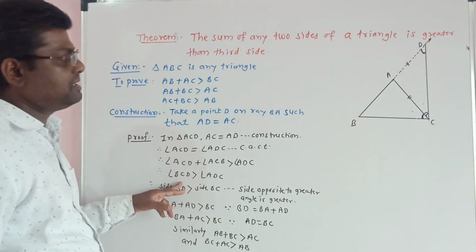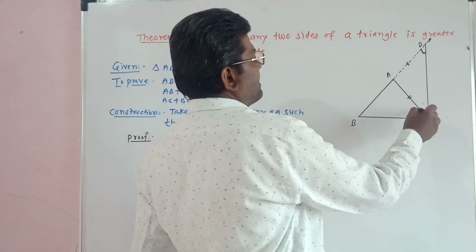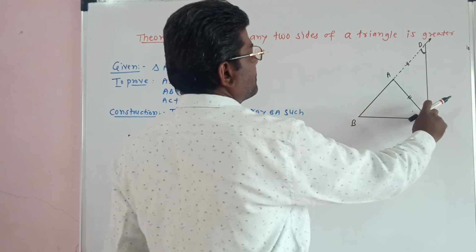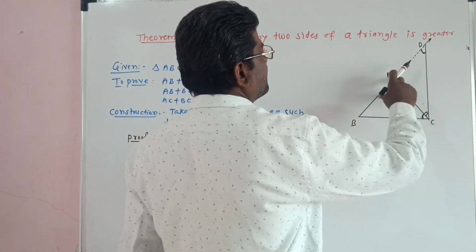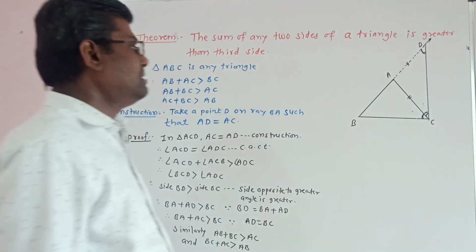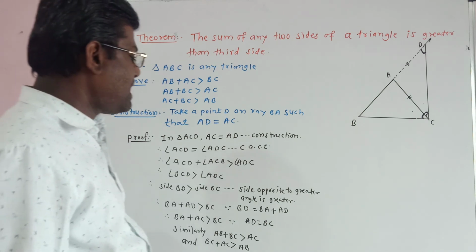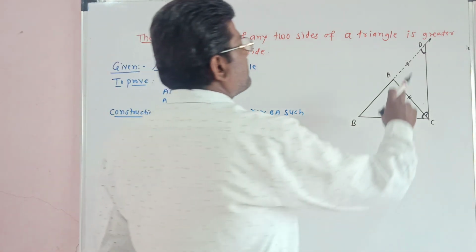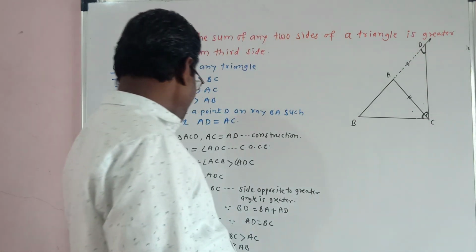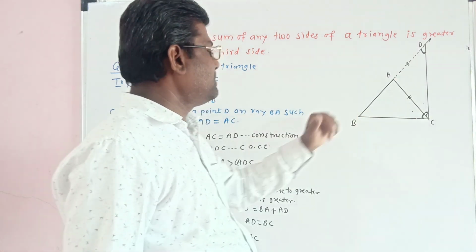Therefore angle BCD is greater than angle ADC. So this angle is greater than this angle. Therefore the side opposite to this angle, that is BD, is greater than the side opposite to this angle, BC. Therefore BD is greater than BC, since the side opposite to the greater angle is greater. But BD is equal to BA plus AD.